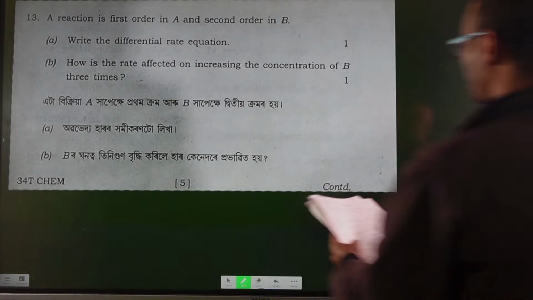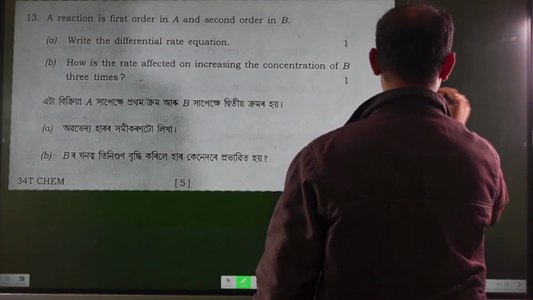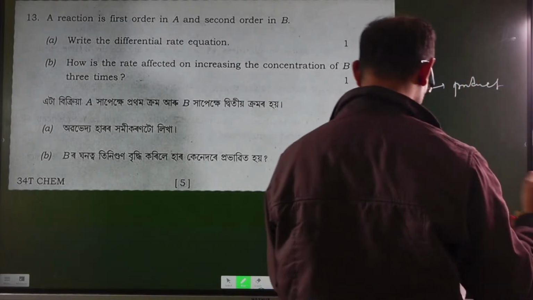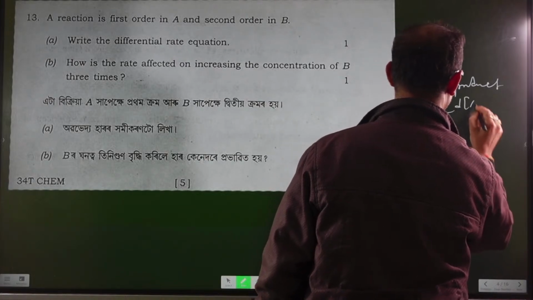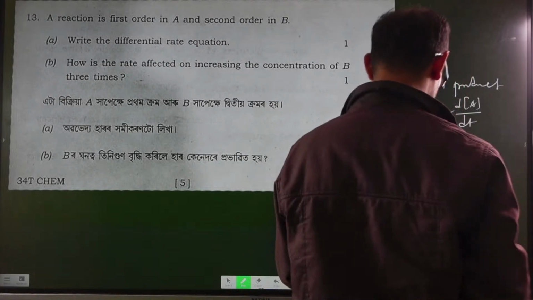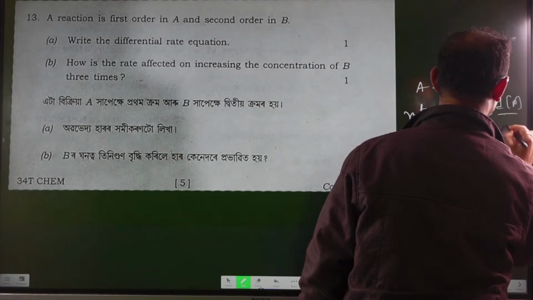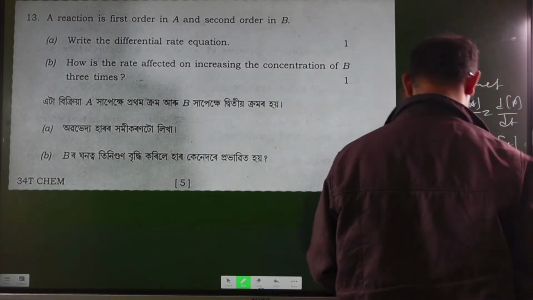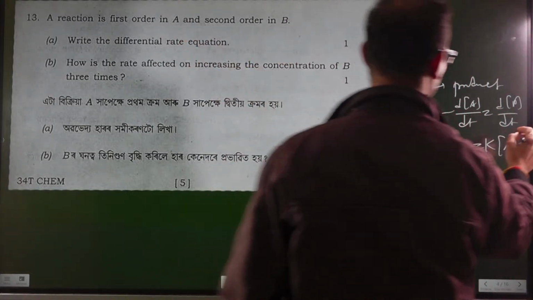You can write, let's say A is converted to product. For this expression, how will it be written? Rate is equal to minus the concentration of reactant, dA by dt, is equal to d of product concentration divided by dt, is equal to K into concentration of A. Concentration of A, but first order, that means 1.